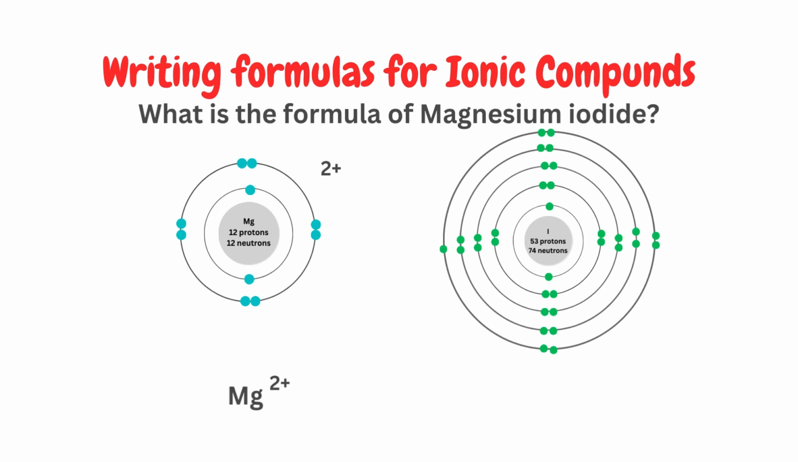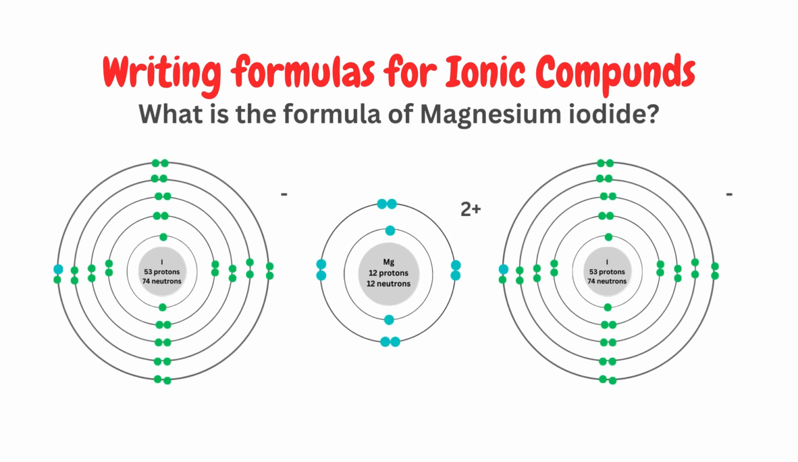Iodine, on the other hand, is a halogen with 7 valence electrons. It needs 1 more electron to achieve a noble gas configuration, so the iodide ion is an anion with a charge of -1. Thus, the iodide ion is I-. The total charge of the compound must be 0. To balance the charges, we will need 2 iodide ions to cancel out the +2 charge of 1 magnesium ion. Therefore, magnesium loses its 2 valence electrons to 2 iodine atoms. So the chemical formula for magnesium iodide is MgI2.